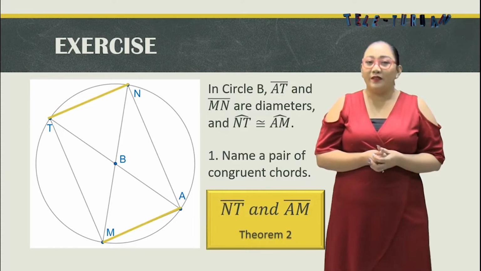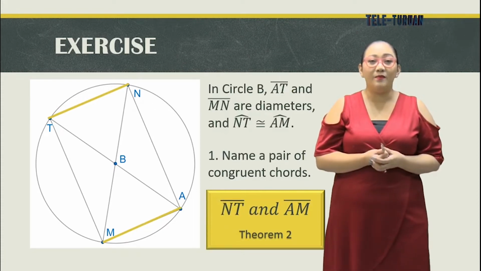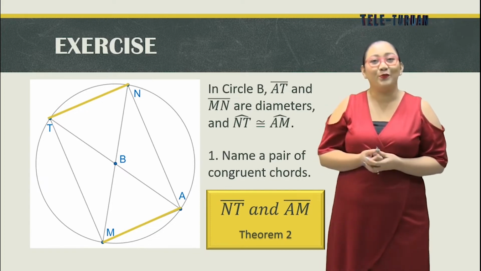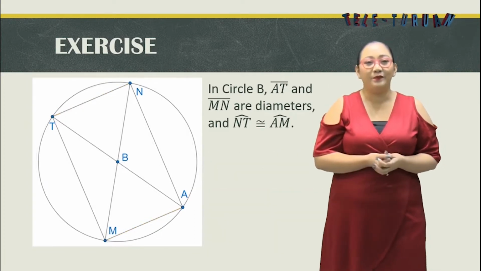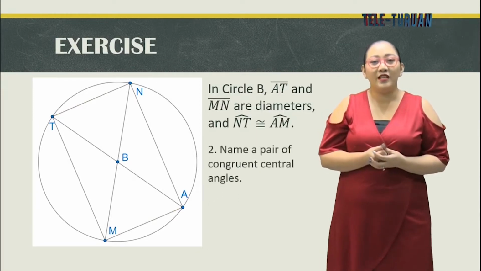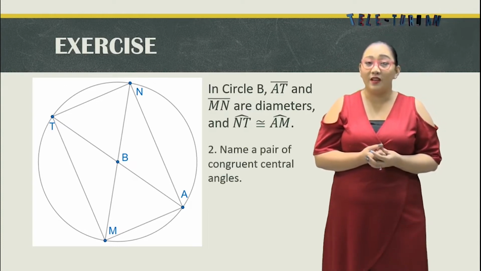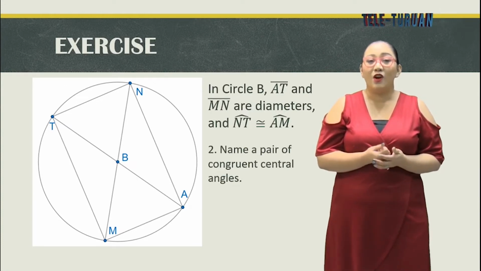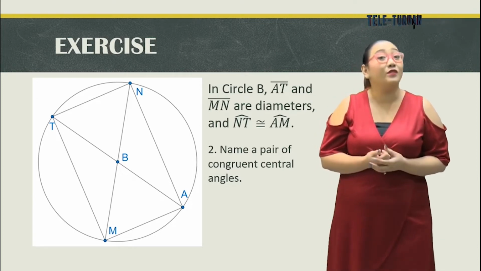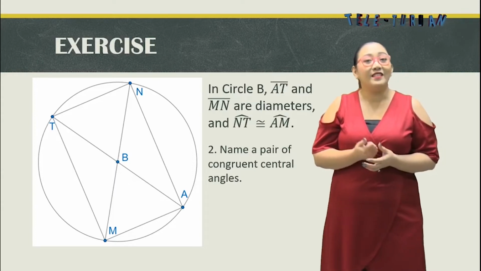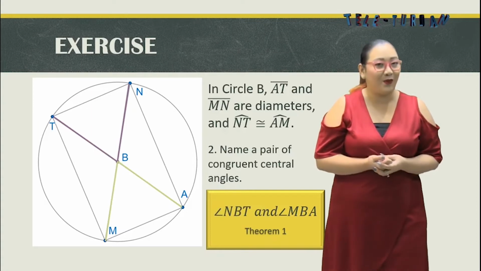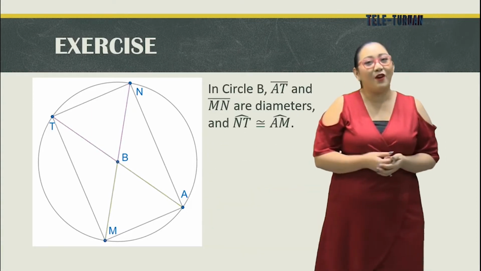Now, who got this one right? Chord NT and chord AM are congruent. Why is that? It's because of our theorem number 2. Let's look at the second item. We're still given the same circle. Name a pair of congruent central angles. You're still given arc NT and arc AM to be congruent, right? So that means, according to theorem number 1, we can say that the central angles NBT and MBA are congruent as well. Good job!